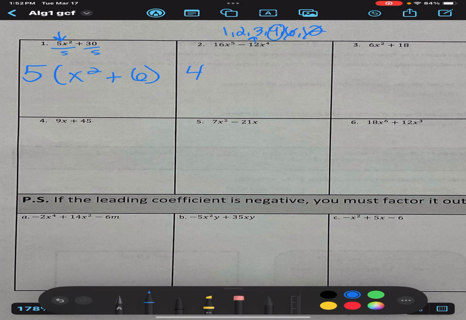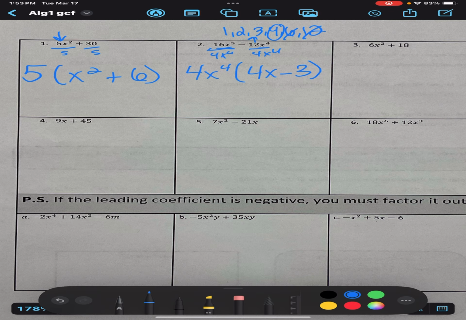And then they both have x's, so I can take some. This guy's got 5. This guy's got 4. Take the smallest amount. So that is my GCF. Now I'm dividing each piece by that 4x to the 4th. 16 divided by 4 would give me 4. I'd have 1x left, minus 3, no x's left, boom.